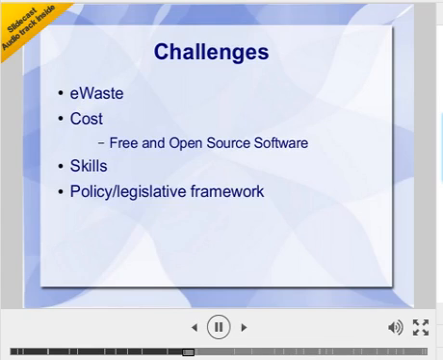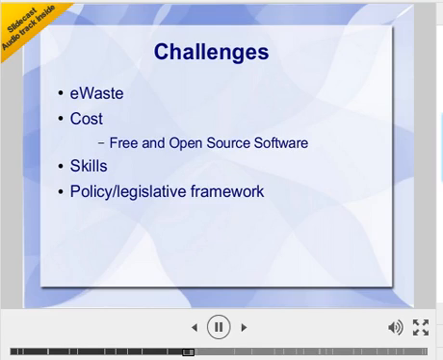Okay, so what are some of the challenges? I'll go to the challenges first before we look at the applications. One of the first challenges is this whole thing about e-waste. The second thing is the cost, and I want to introduce the idea of free and open source software here, which we will look at again a little bit later. We have the issue of skills, and we have the policy and legislative framework.